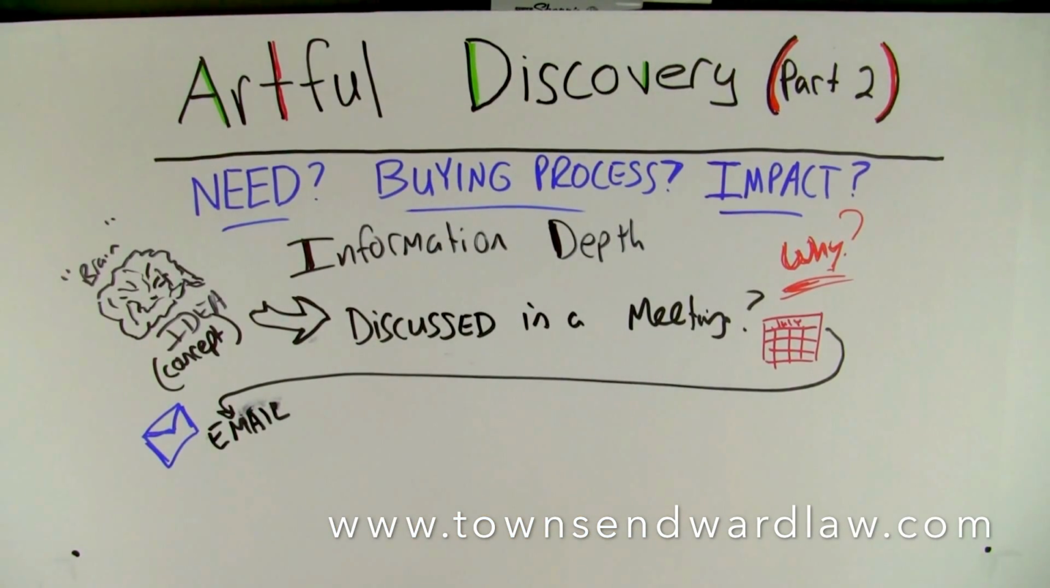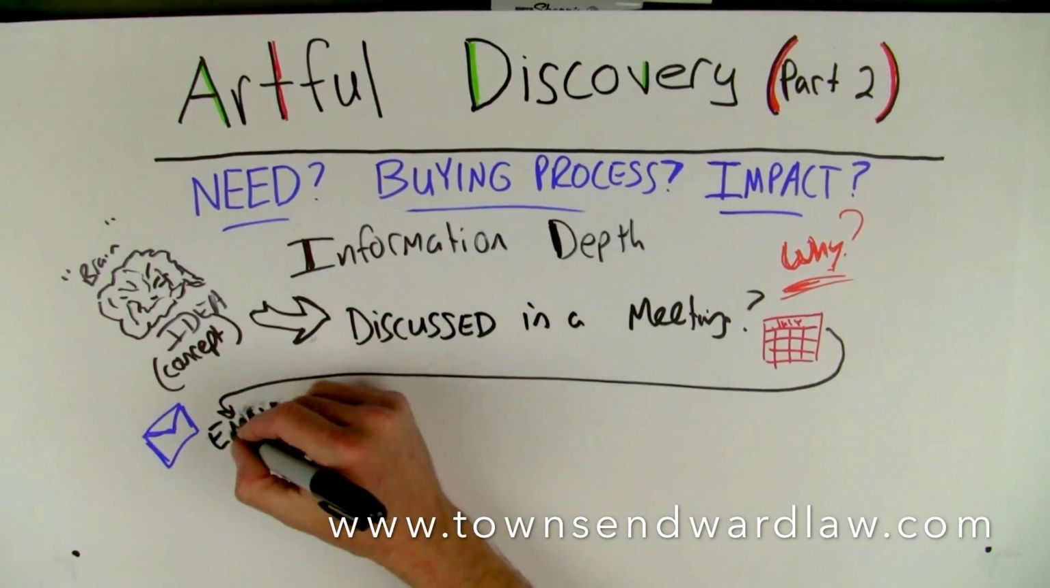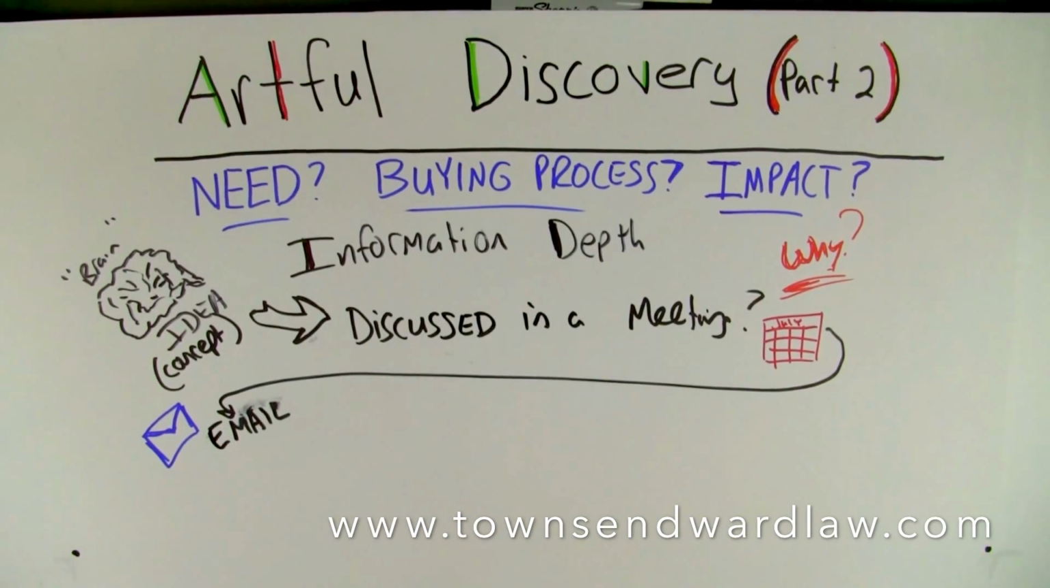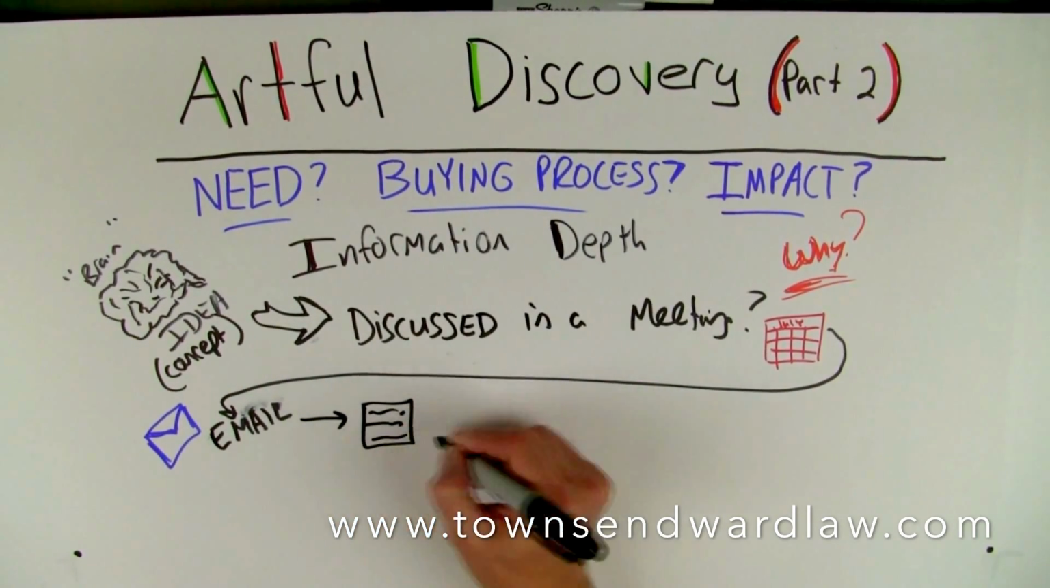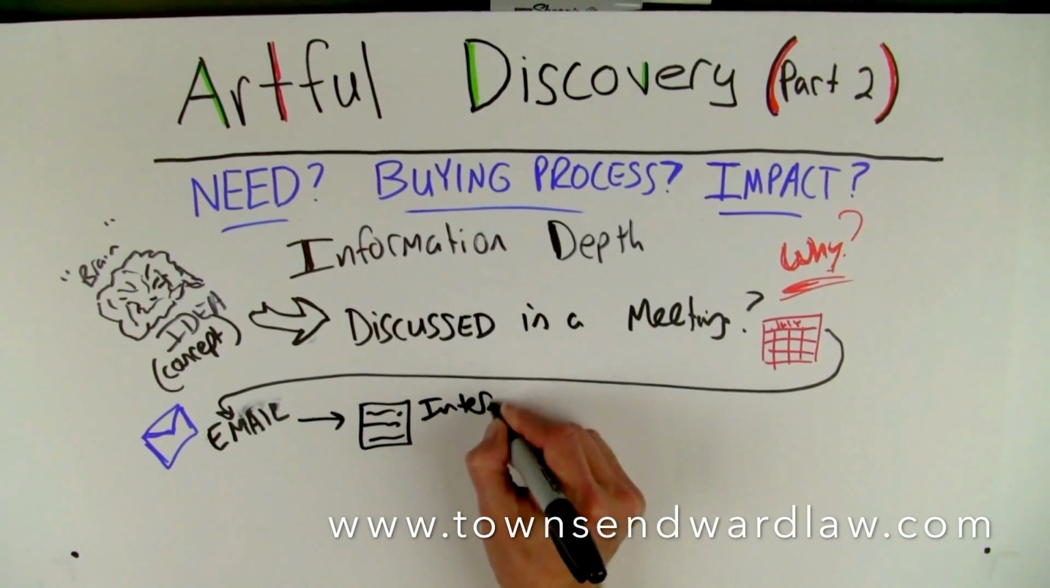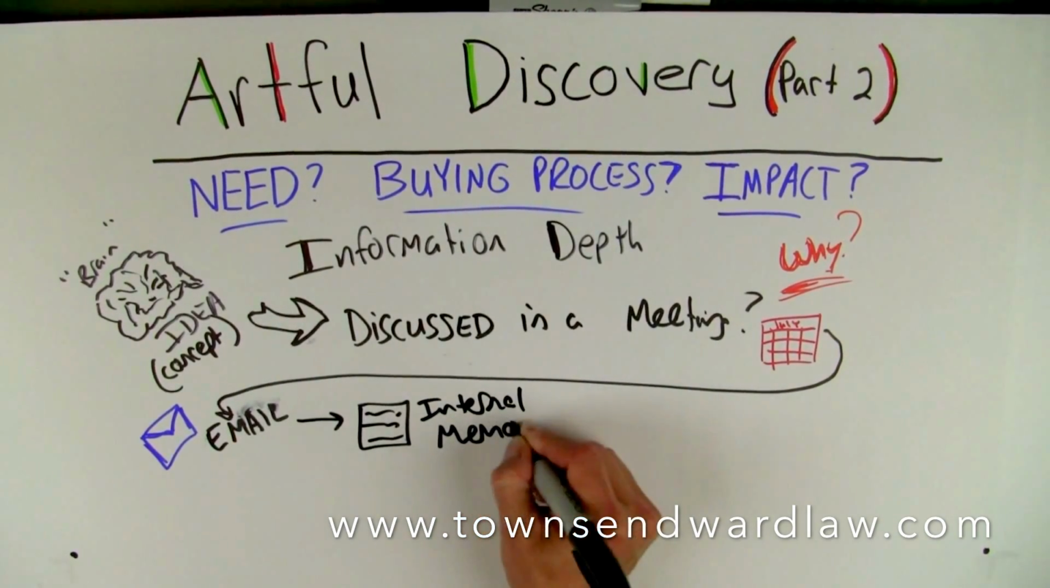Love when I smudge stuff here. That is absolutely critical to understanding where you are in the evolution process. Similarly, you can have the concept of an internal memo, which may be an email, but maybe even more formal.